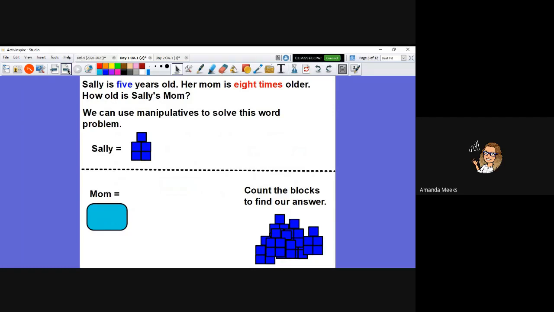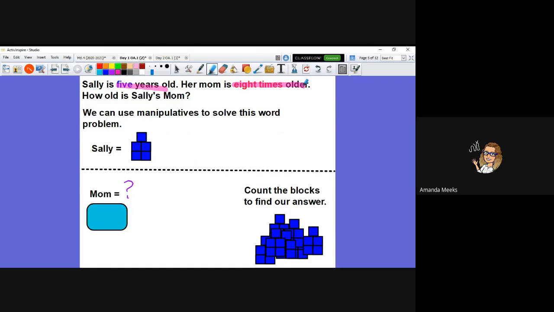All right, so Sally is 5 years old. Her mom is 8 times older. How old is Sally's mom? We know that Sally is 5 years old. We do not know how old her mom is. So we are trying to figure out how old mom is. Mom is an unknown right now. We do not know what she is. So if her mom is 8 times older, again, we don't know what that is. How old is Sally's mom?